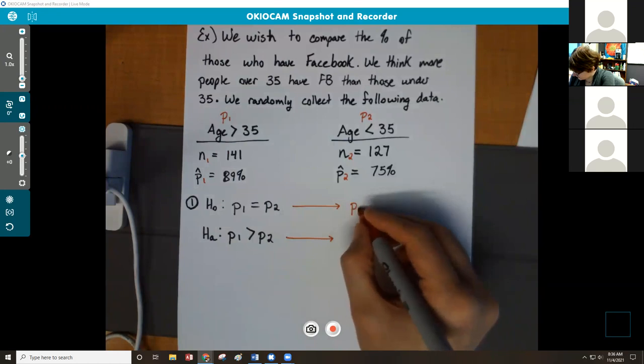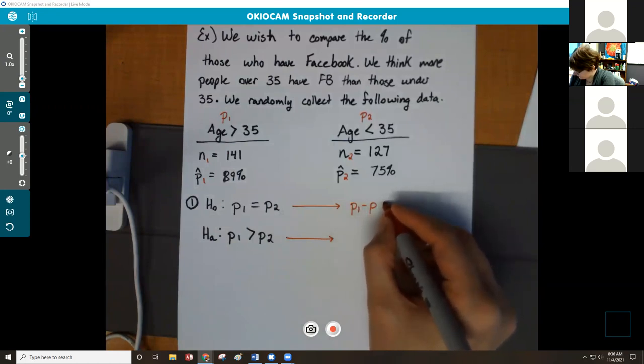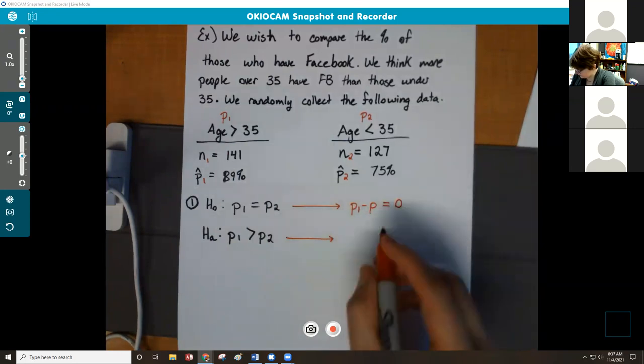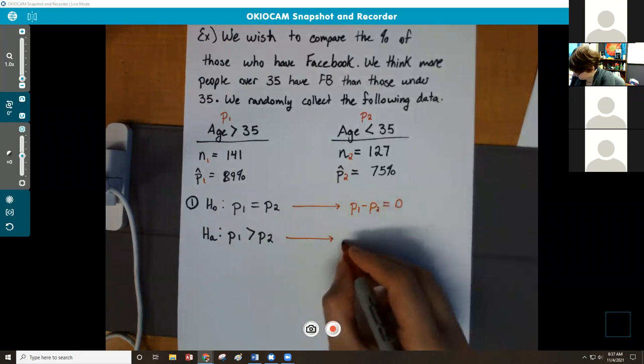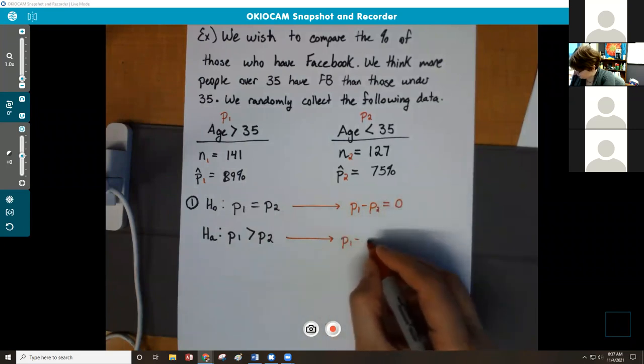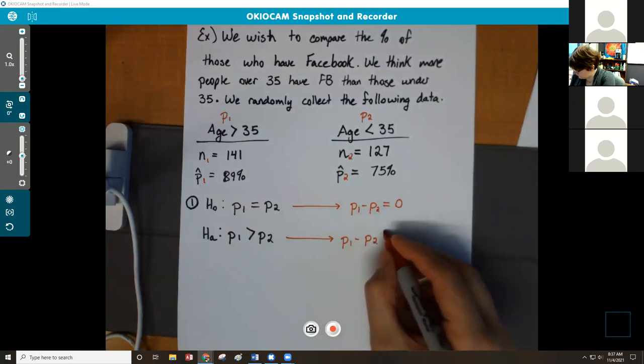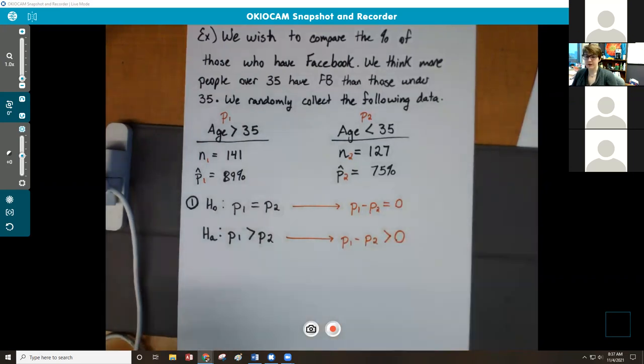Which is the same thing as saying that P1 minus P2 equals 0, and that P1 minus P2 is greater than 0. All right, so when you guys have that all written down, go ahead and give me a thumbs up, and then we'll actually run this hypothesis test.